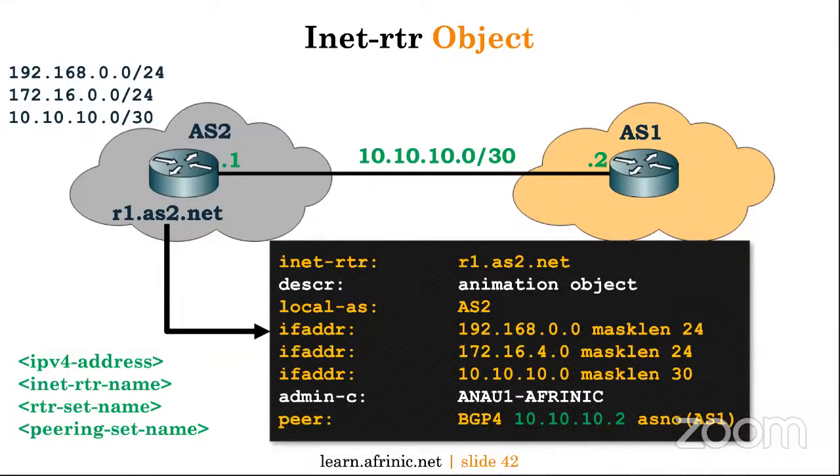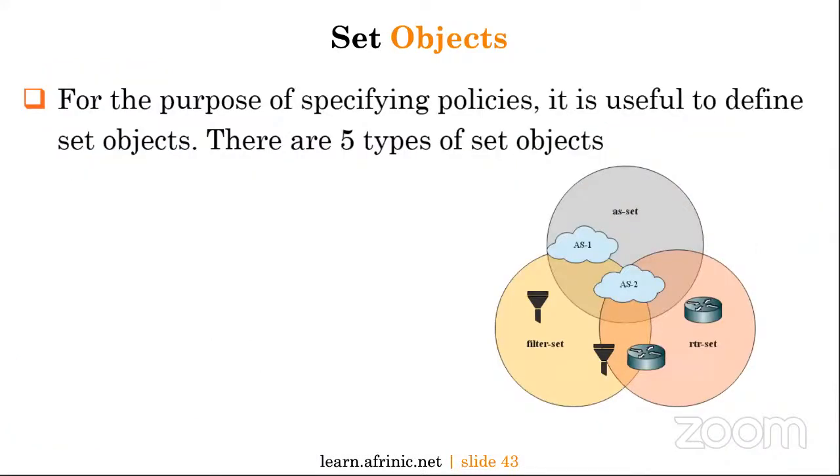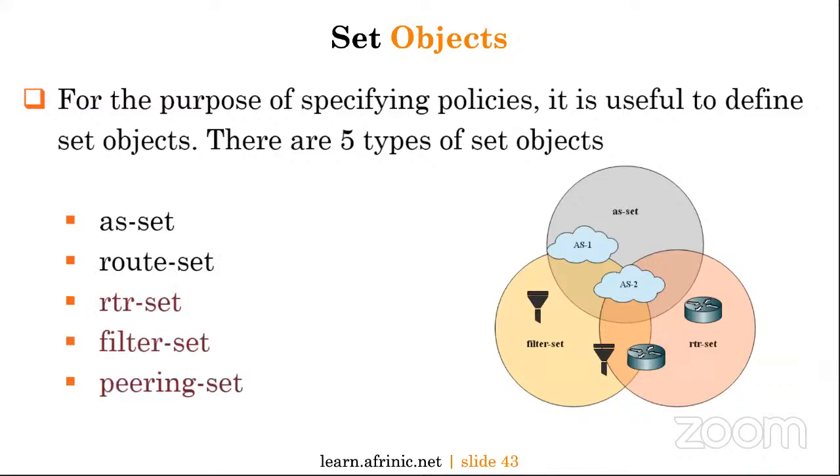Okay, so like I said, we're going to look at two main set objects because you have five of them. We have the as-set, we have the route-set, we have the rtr-set, the filter-set, and the peering-set. But we will not look at the router, filter and peering sets here today. But the AS and the route sets we will look at shortly because they are more popular. They are used more frequently.